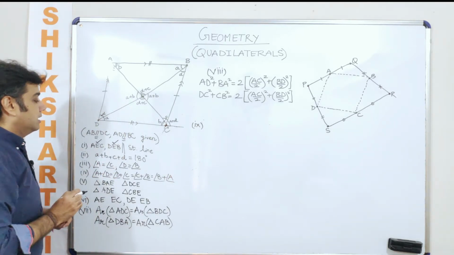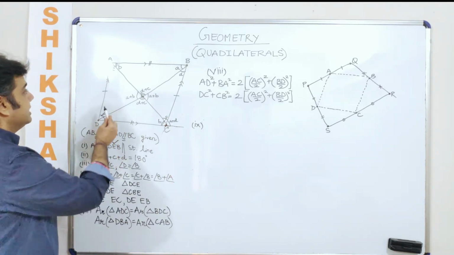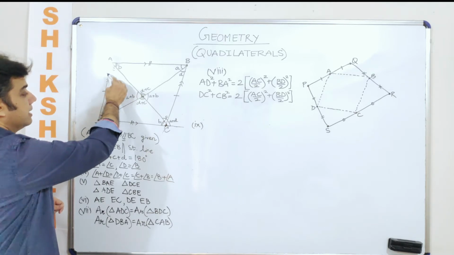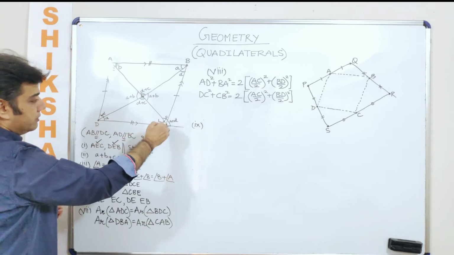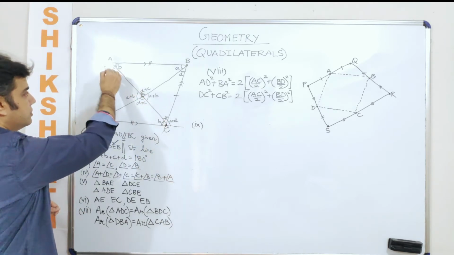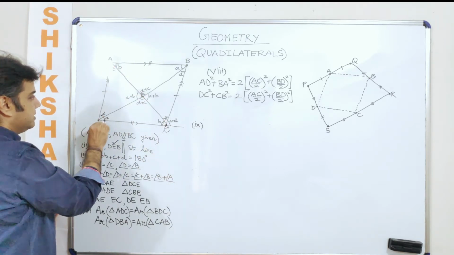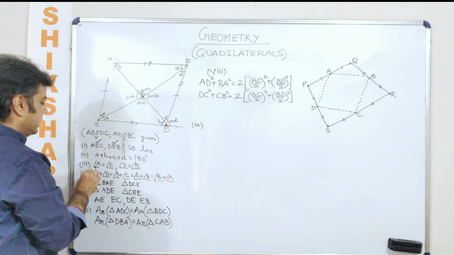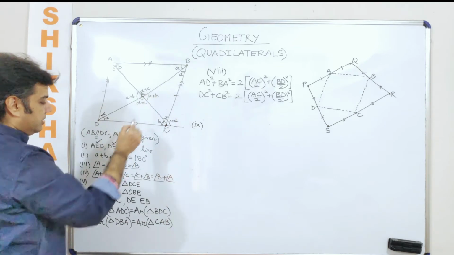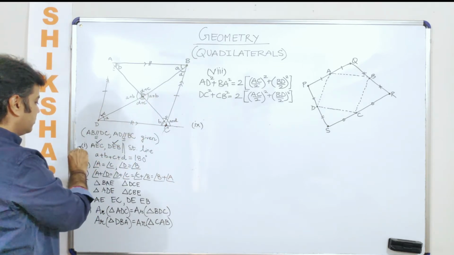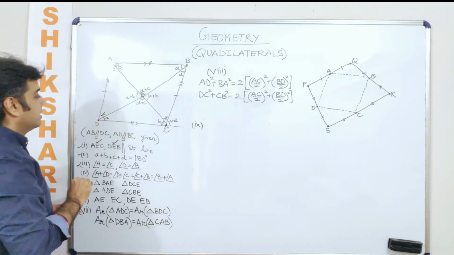Now from here itself I can say that in the parallelogram the opposite vertex angles are equal. If this angle is B plus C, so is this angle. If this angle is A plus D, so is this angle. So I can say angle A is equal to angle C and angle D is equal to angle B. These are all characteristic properties of a parallelogram.